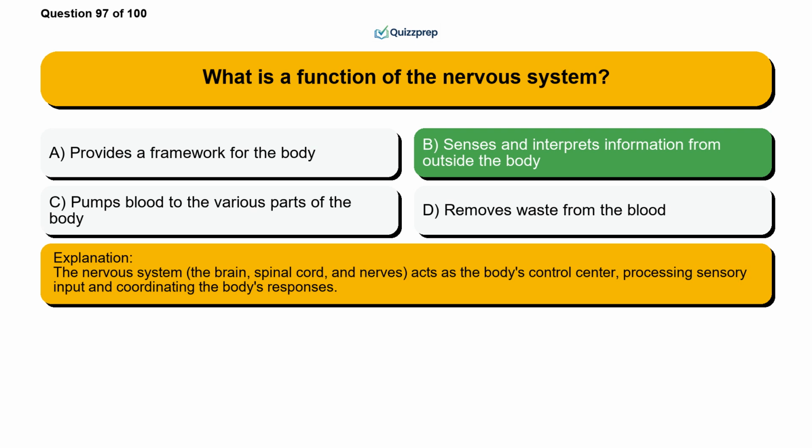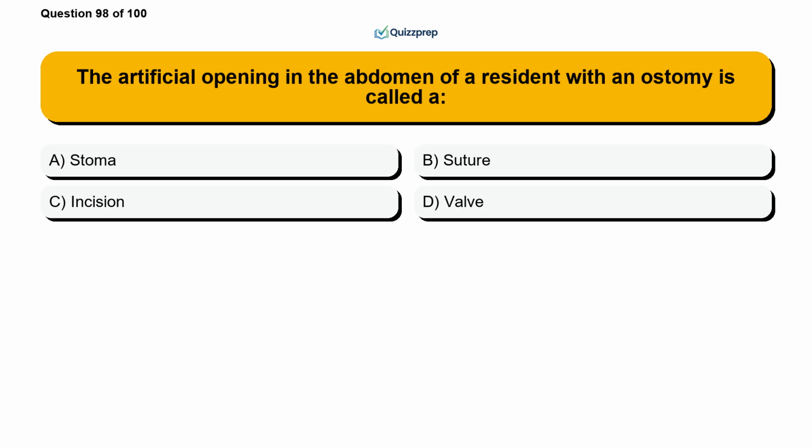The nervous system, the brain, spinal cord, and nerves, acts as the body's control center, processing sensory input and coordinating the body's responses. Question 98. The artificial opening in the abdomen of a resident with an ostomy is called a. Option A, stoma. Option B, suture. Option C, incision. Option D, valve. The correct answer is option A, stoma.